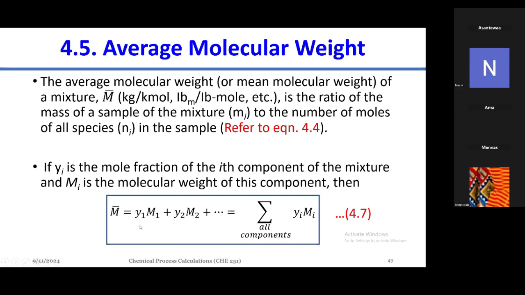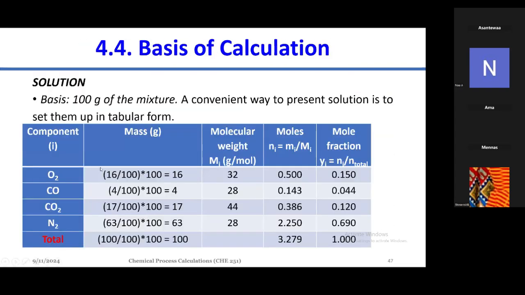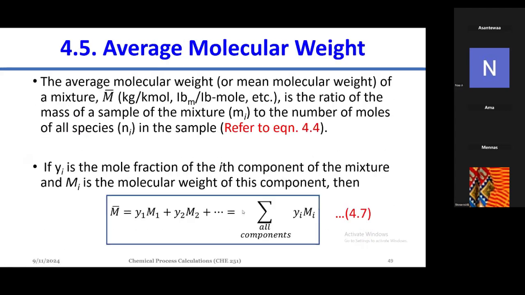Now to find the molecular weight of the mixture, if you have your mole fractions, it will be your mole fraction times the molecular weight of each of the components, and then you sum them. For instance, to find the average molecular weight of this mixture, it is going to be the mole fraction of oxygen times its molecular weight 32, added to 0.044 times 28, added to this times this, and that will give me the molecular weight of the mixture. That is when you have your mole fraction.